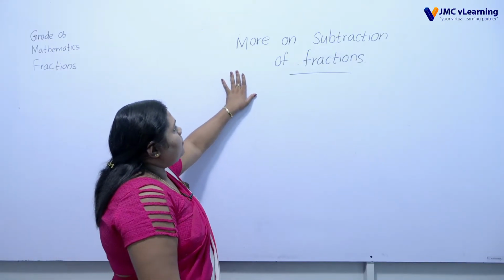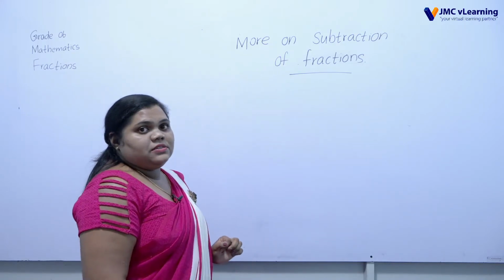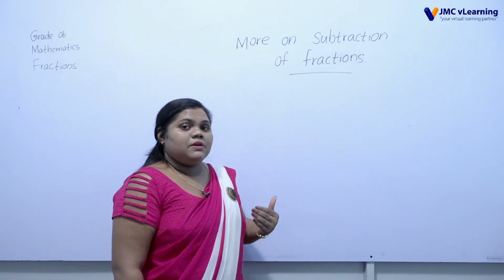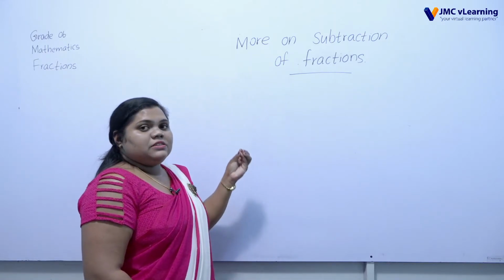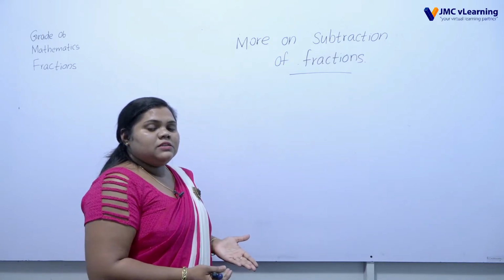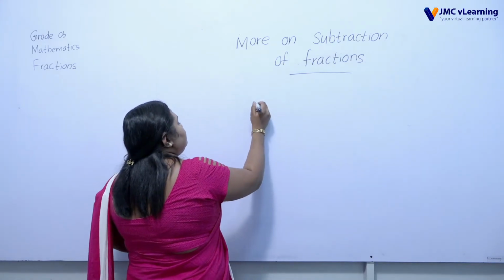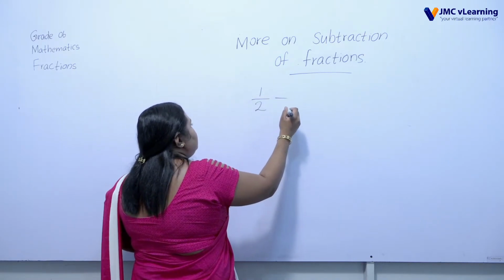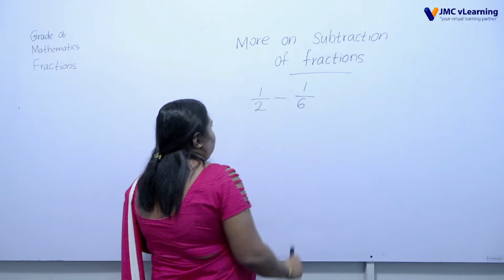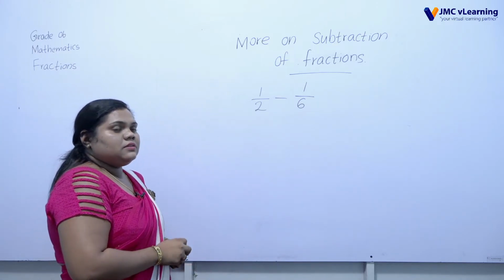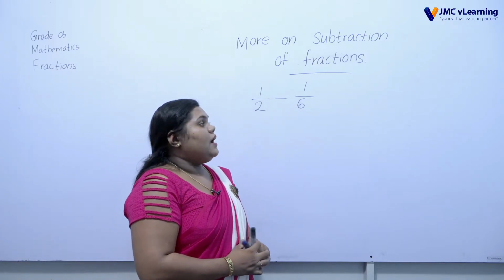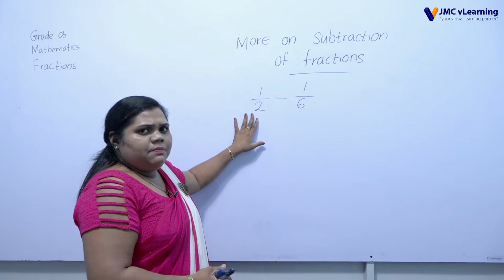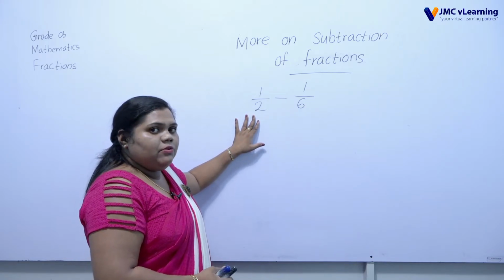Are you clear? Okay. Now move on to subtraction of fractions. Earlier we subtracted numbers with the same denominators. Now if we are given fractions to subtract with different denominators, how can we do that? For example, 1 out of 2 subtract 1 out of 6. Okay. Now how can we subtract this? Do you have any idea about that?